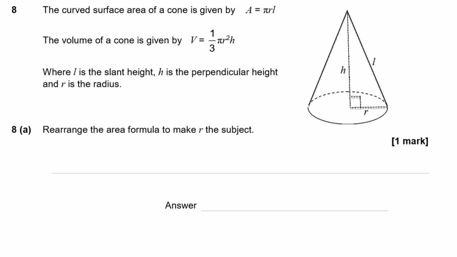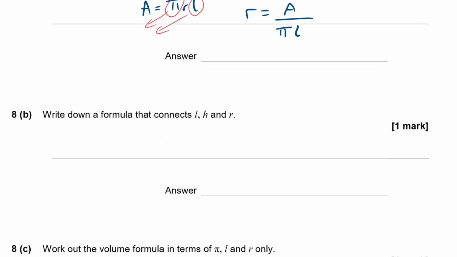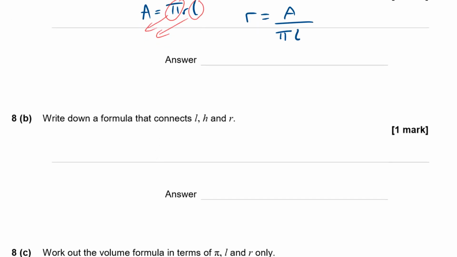So I've got A is equal to pi r l. That's what was given, and I need to make r the subject. So I need to cross multiply my pi and my l to the other side, or divide through both sides by pi and l, if that makes more sense to you. That will give me r is equal to A divided by pi l, like that. Okay, part B. Write down a formula that connects L, H, and R.